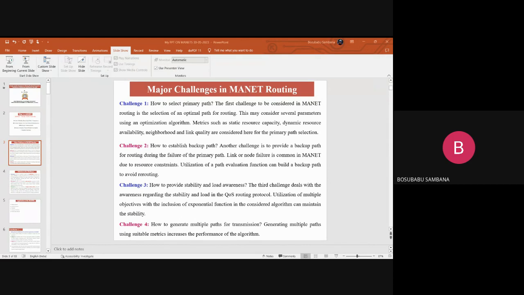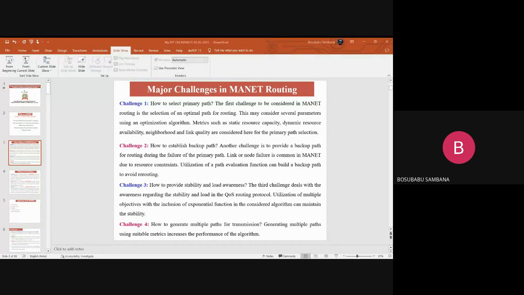What is the need for the evaluation function? The evaluation function is based on the working capacity of the transmission rate and baud rate. The third challenge is how to provide stability and load awareness. It deals with awareness regarding stability and load. Load means transmission data load in the quality of service routing protocol. The main thing is utilization of multiple objectives with an evaluation function during secure transmission of data in the considered algorithms, maintaining stability.